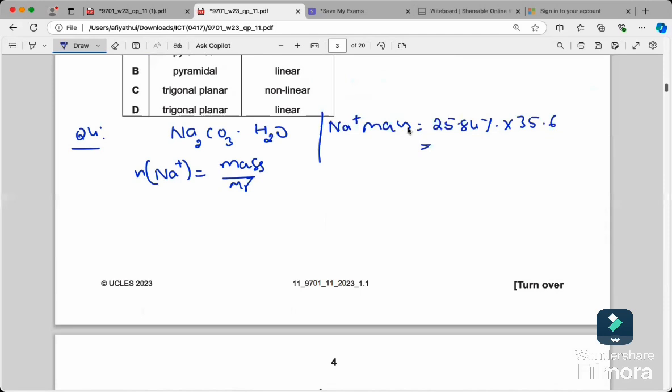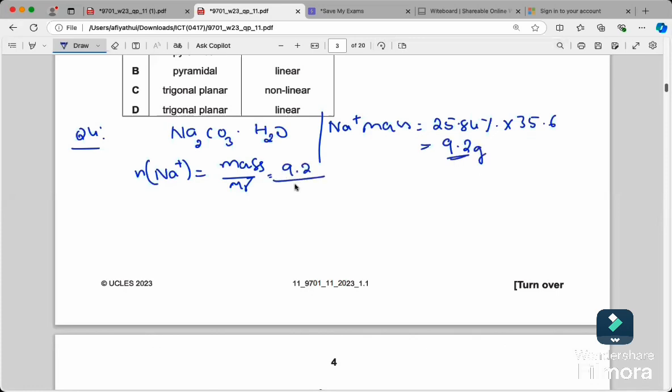Okay, so which will give you around 25.84 divided by 100, because it is 0.84 divided by 100 times 35.6. So which is going to be 9.2 grams. Okay, 9.2 grams. So here 9.2 grams divided by sodium.